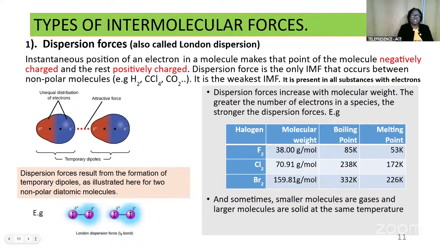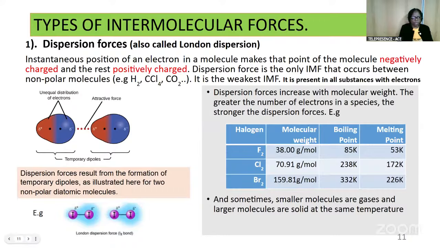London dispersion is in all substances because the instantaneous position of an electron in any molecule can make a point in the molecule negatively charged, like I've explained earlier on. And so the rest of the molecule will become positively charged. So in any substance at all, where you find electrons, you will find dispersion forces. So it's the only IMF that occurs between non-polar molecules.